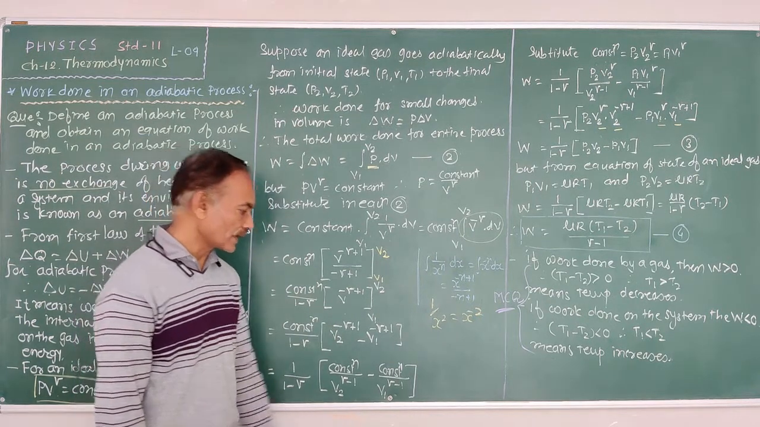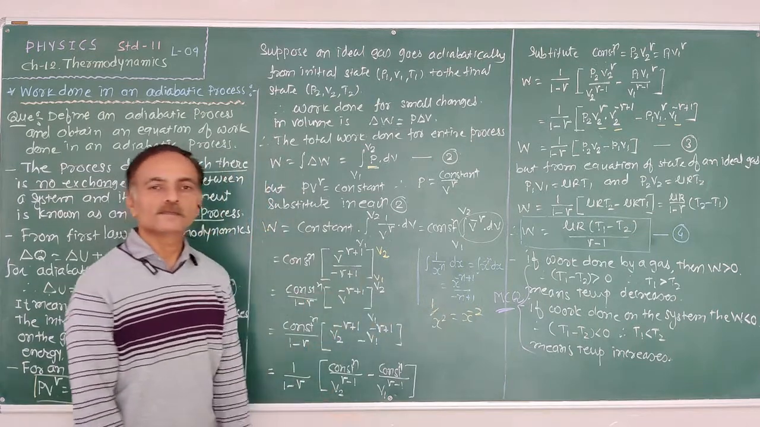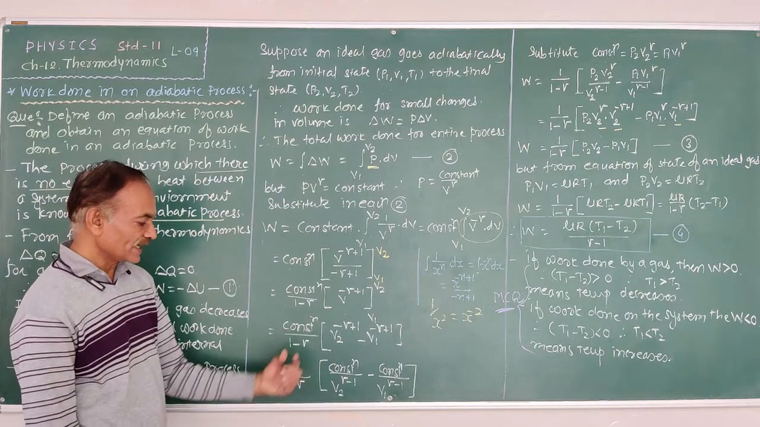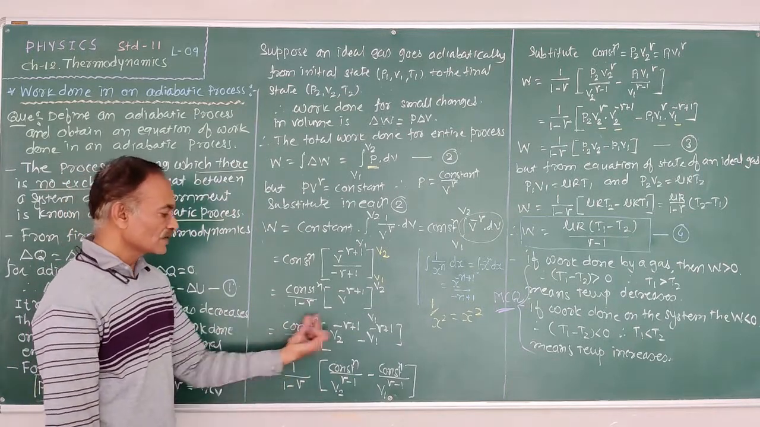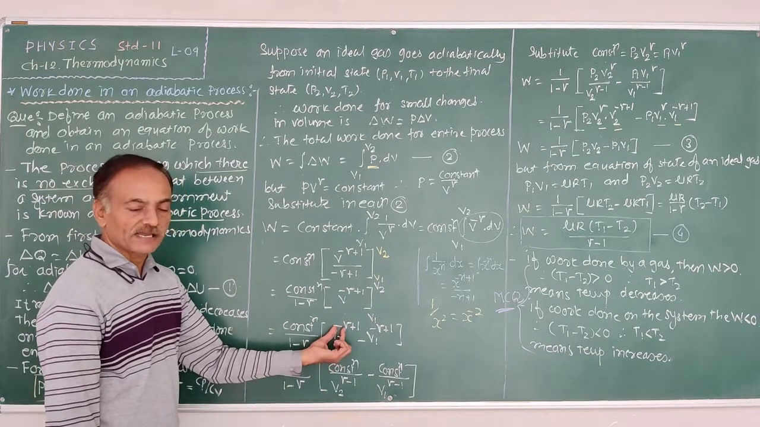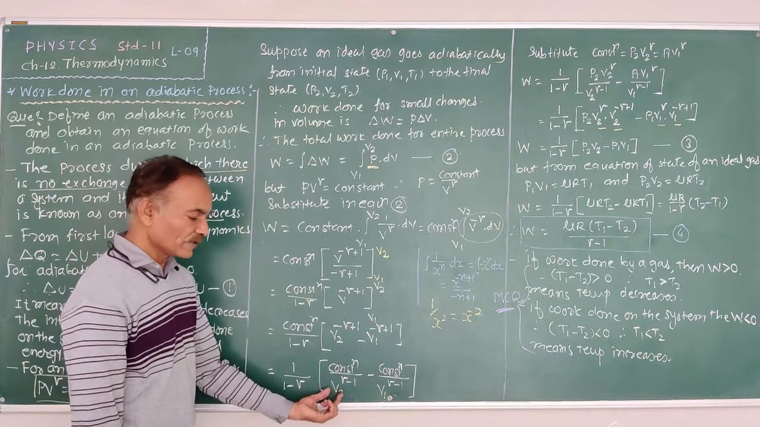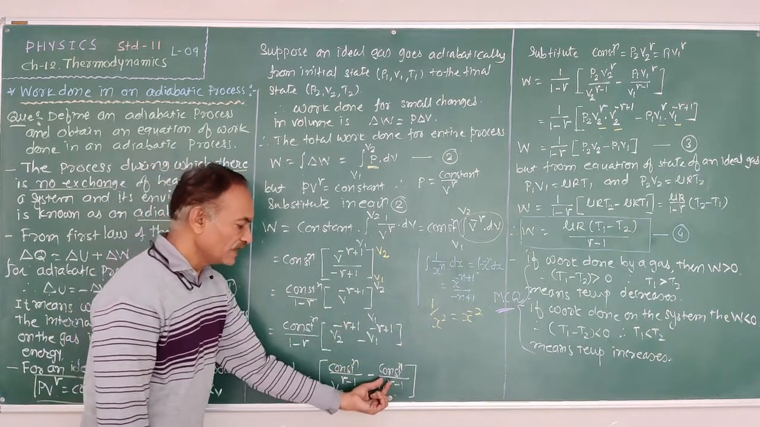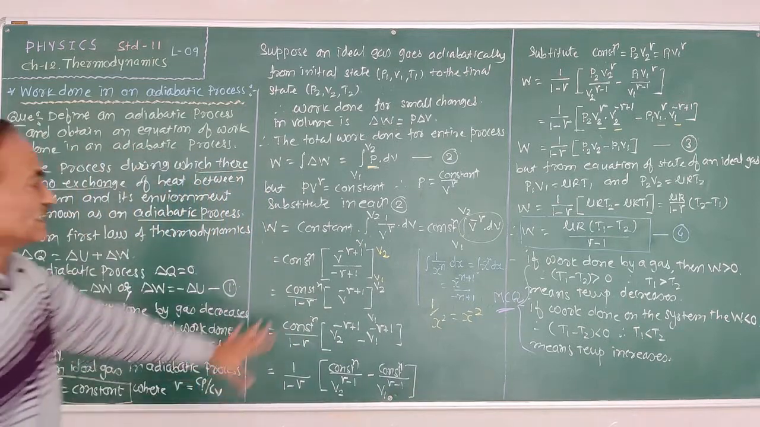Okay. We write this again in reciprocal form. Therefore, the constant is taken inside. Therefore, 1 upon 1 minus gamma, constant upon V2, and the power becomes positive again. Therefore, gamma minus 1. Constant upon V2^(gamma-1) minus constant upon V1^(gamma-1). This is only the mathematical simplification.